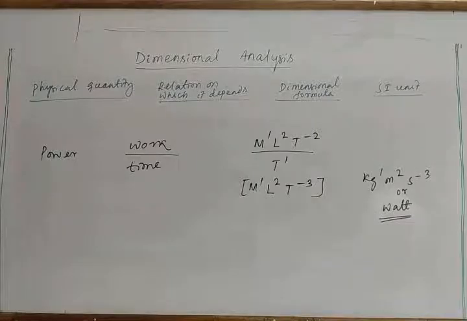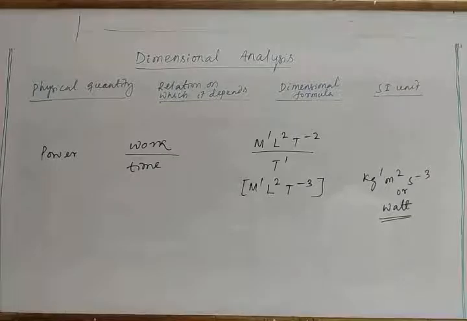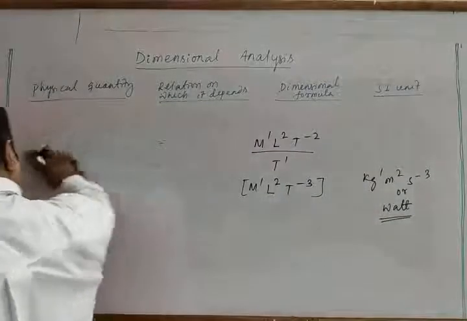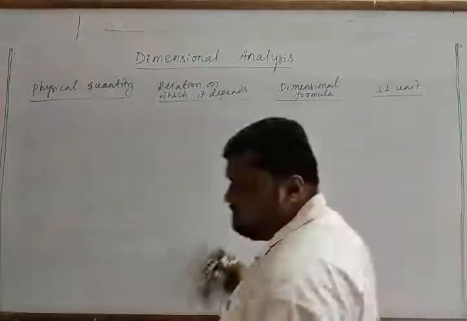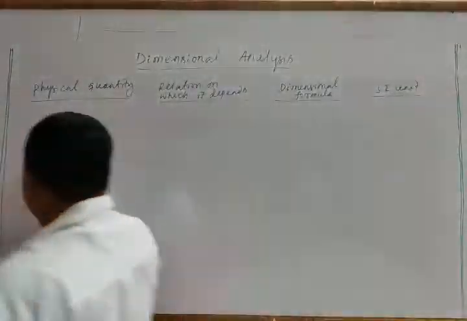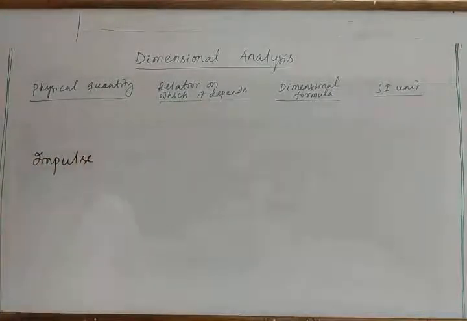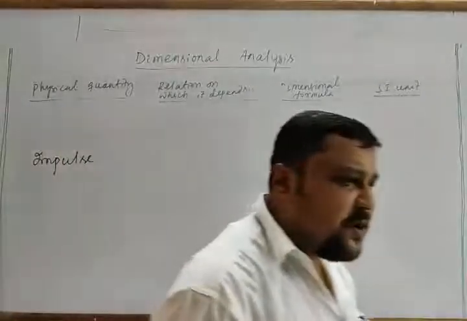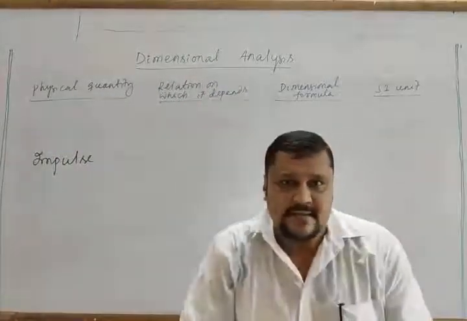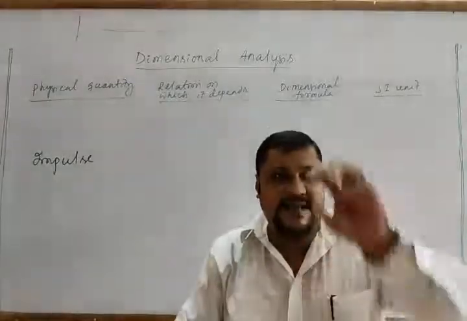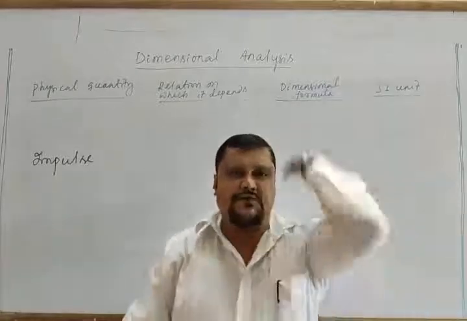Okay. Then next is the impulse. What is impulse? Impulse is a physical quantity, a force acting for a small time. Take a ball and throw it to the wall. With that wall, the ball is applying some force to the wall for a small interval of time and bounces back.